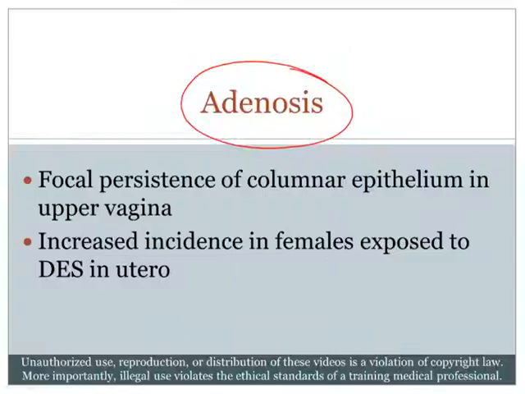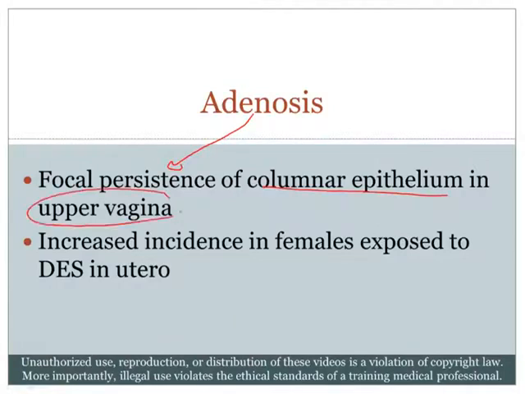And that's what I've mentioned here in your text. So adenosis is focal persistence of columnar epithelium in the upper vagina, because of course the upper vagina is derived from the Mullerian duct. Now this can rarely happen in a normal individual. However, the key association is that adenosis is seen with increased incidence in females that are exposed to a drug called DES in utero, or females that were, I should say, exposed to a drug called DES in utero.